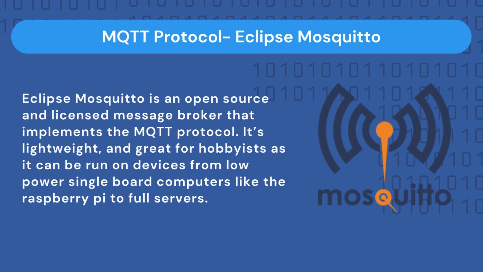Eclipse Mosquitto is an open source and licensed message broker that implements the MQTT protocol. It's lightweight and great for hobbyists as it can be run on devices from low power single board computers like the Raspberry Pi to full-on servers.